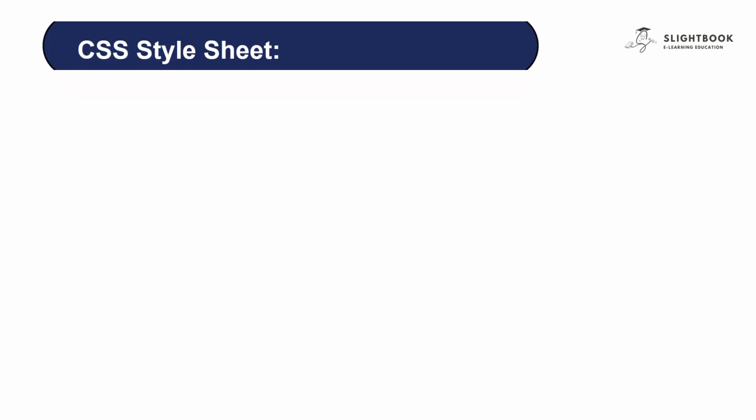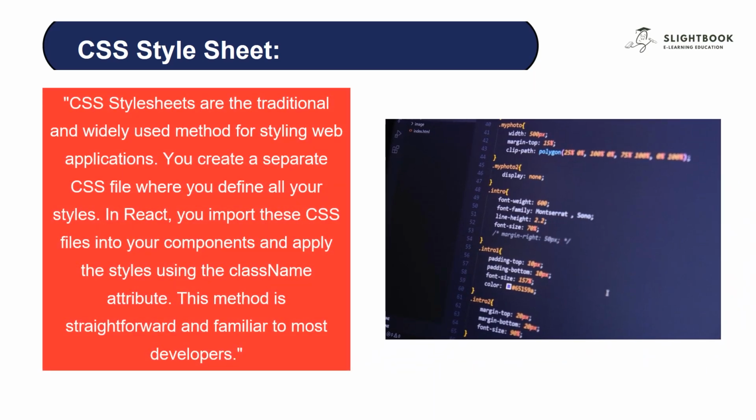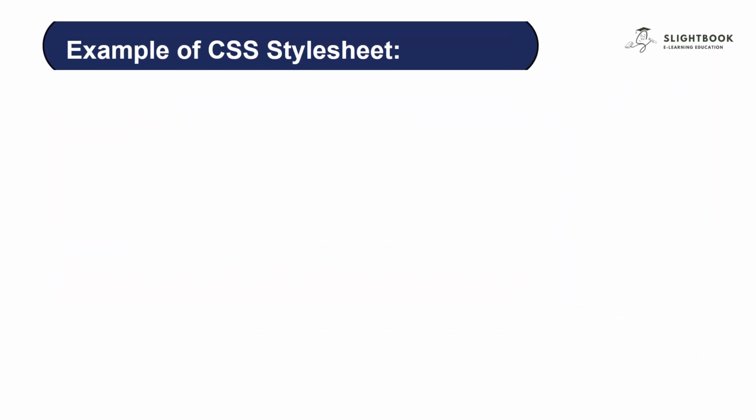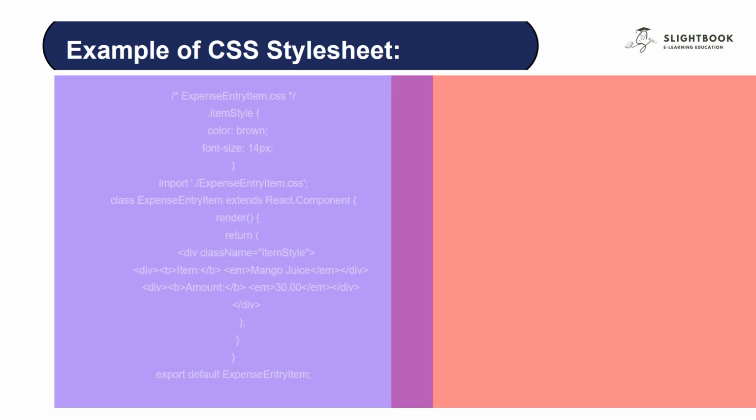CSS style sheet. CSS style sheets are the traditional and widely used method for styling web applications. You create a separate CSS file where you define all your styles. In React, you import these CSS files into your components and apply the styles using the className attribute. This method is straightforward and familiar to most developers. Let's look at an example of a CSS style sheet.